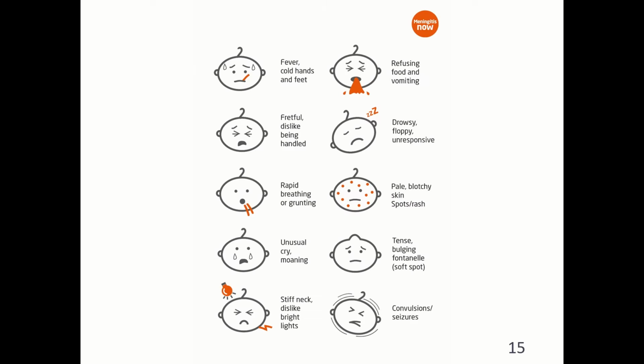Here are the signs of meningitis: fever, cold hands and feet, and this is in an infant, so refusing food and vomiting, being fretful, not liking being handled, drowsy, floppy, unresponsive, lethargic, rapid breathing or grunting, pale, blotchy skin with spots or rash, unusual cries or moans, a tense, bulging fontanelle from the pressure that is building up in their brain, a stiff neck, which is a symptom in adults as well, disliking bright light, and then if it's gotten pretty severe, convulsions and seizures.